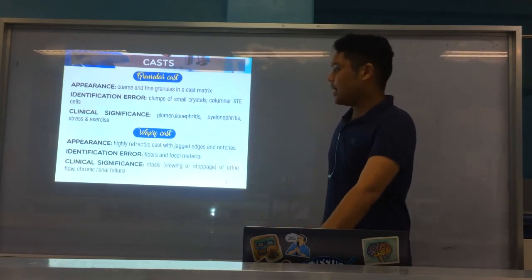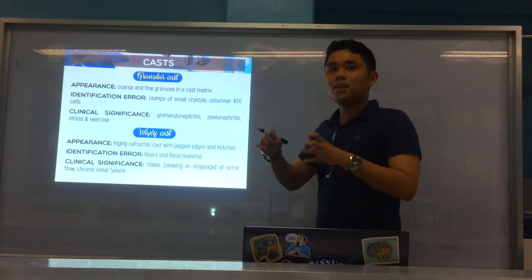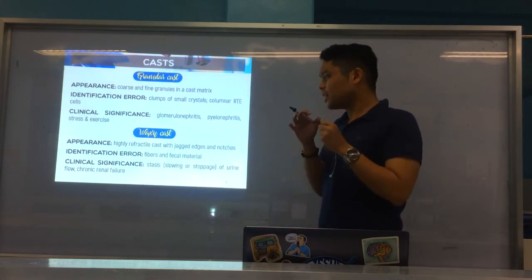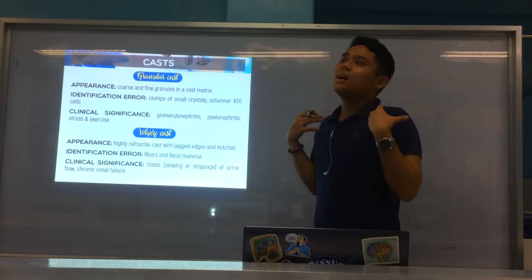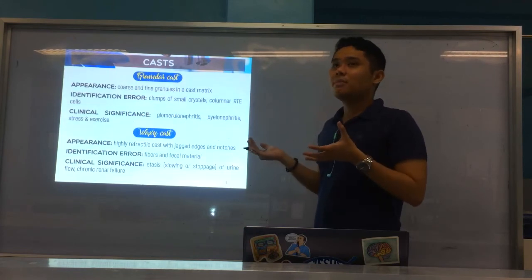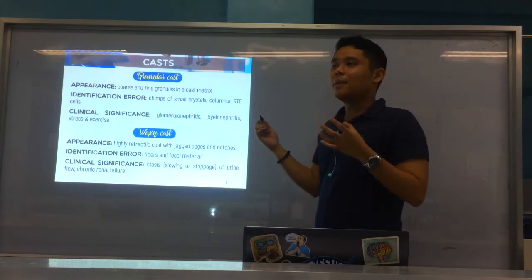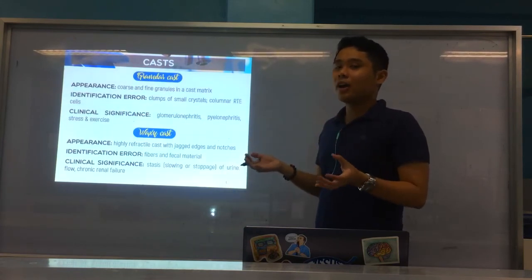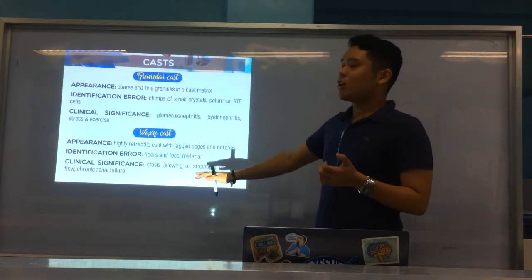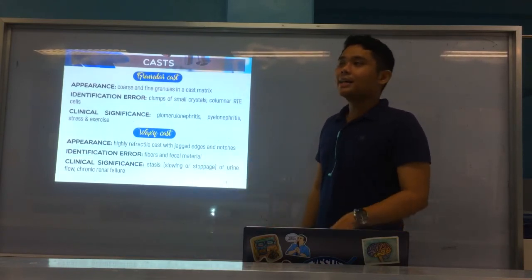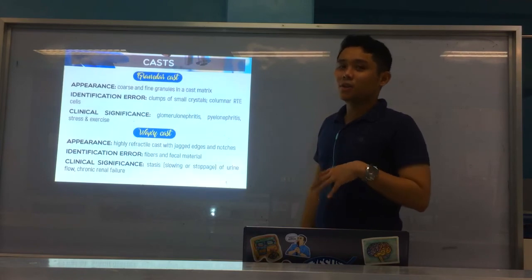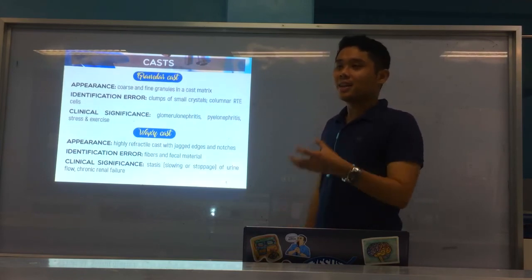Okay? Alright. And clinical significance: stasis, meaning the urine is slow. So basically, what happens is the urine cannot flow out because of this cast, or the tubules themselves have broken down. Usually this is seen in chronic renal failure. Because again, in renal failure, the kidneys are not functioning well, the tubules are not functioning well. Therefore, they cannot release urine, okay, stasis.